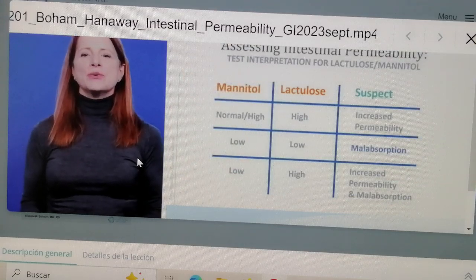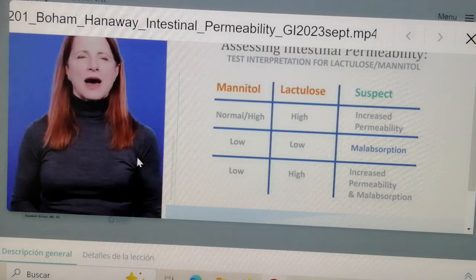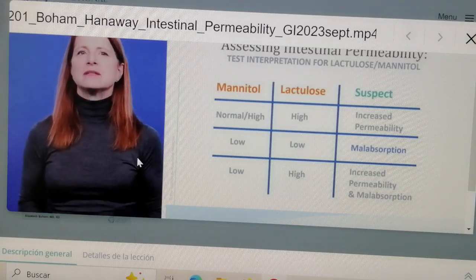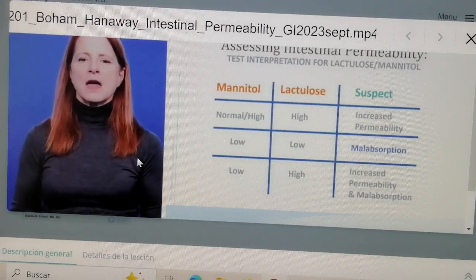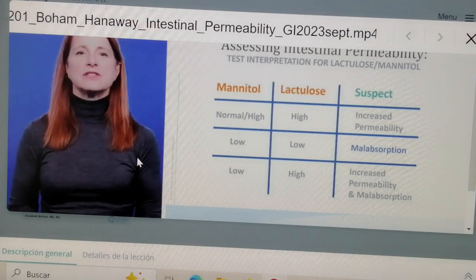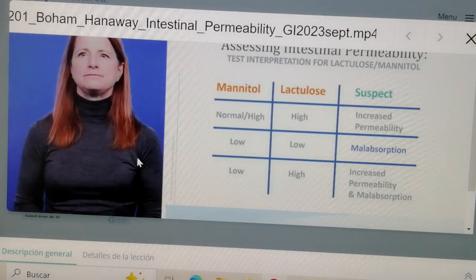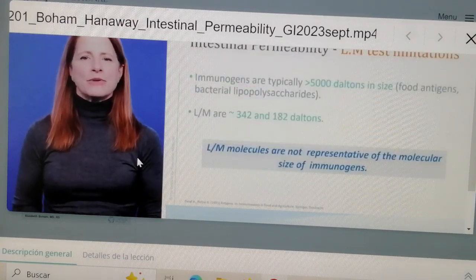So here, when you get your test results, you see at the top, if you have a normal or high mannitol with a high lactulose, that means increased intestinal permeability. On the other hand, if mannitol is not getting absorbed as it should, if it's too low, that could indicate some malabsorption. The test is not perfect.